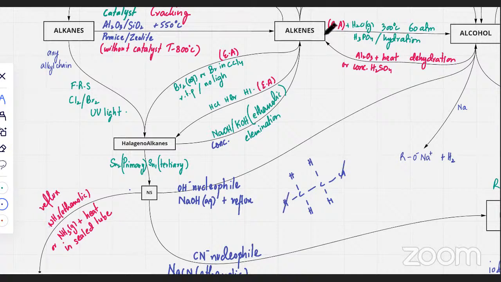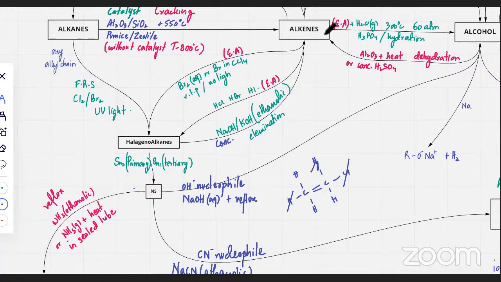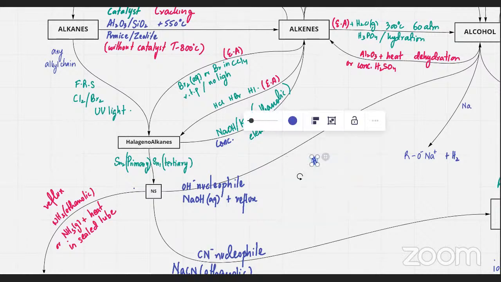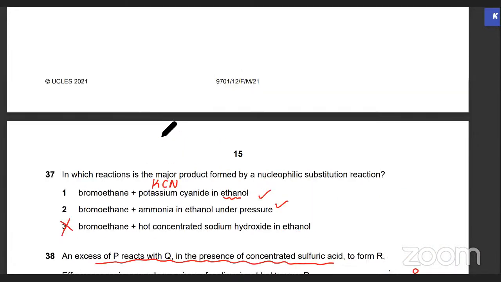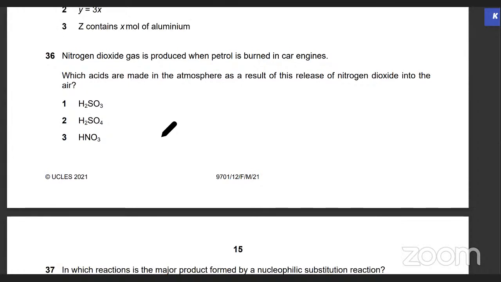And the H would be lost and the Cl would be lost and a double bond would be formed between them. That's an elimination reaction that's going to happen. So just remember that that is not going to be called nucleophilic substitution. So the last one is not correct. Let's move to the next one.